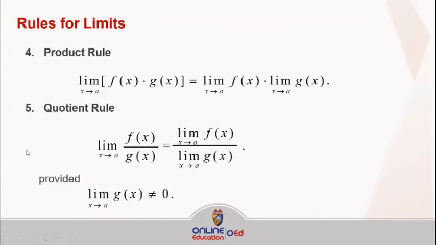For number 5, quotient rule natin, for the limit where we have the function of x over the g of x is equal to the limit of function of x over the limit of g of x, provided na yung g of x natin is not equal sa 0. Kasi kapag nagkaroon tayo ng 0 na denominator, wala tayong makukuhang sagot or undefined yung value.